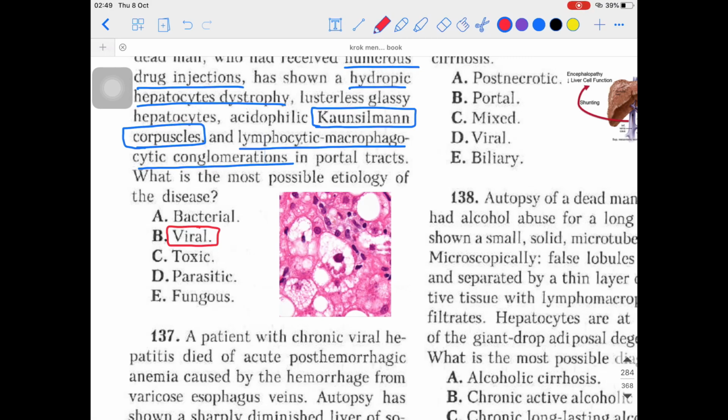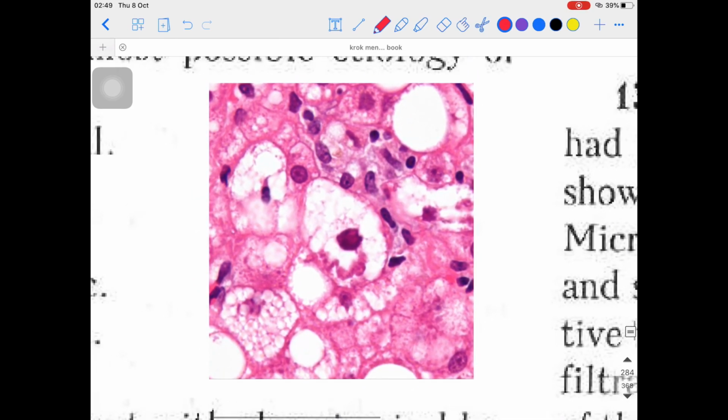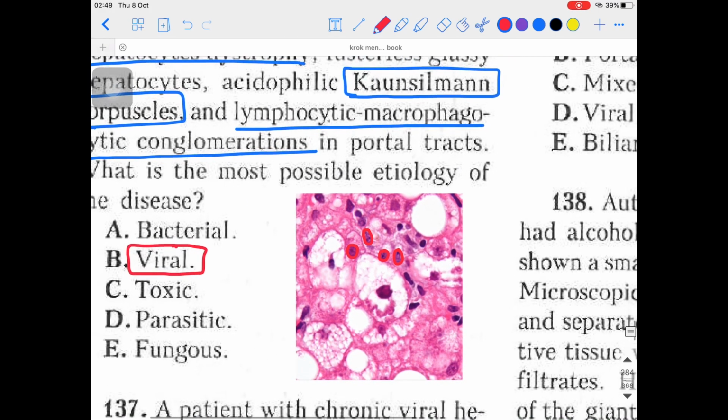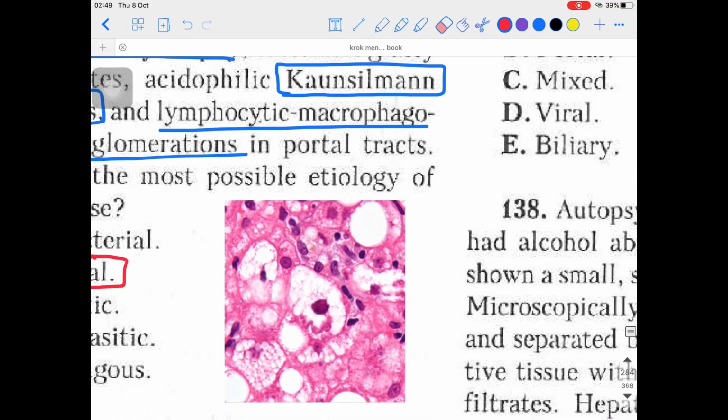I have inserted an image for you guys as always, so that a better perspective of this Councilman body can be seen. Here you can see the markings which I am doing right now on your screen. These markings are nothing but the apoptotic bodies, which I want to say are Councilman bodies. These little ones are the Councilman bodies. Let me remove the markings so that you can really appreciate. Yes, these blue markings, I hope you can clearly see them. These Councilman corpuscles, I'm talking about this one.